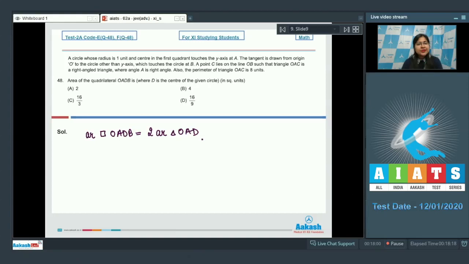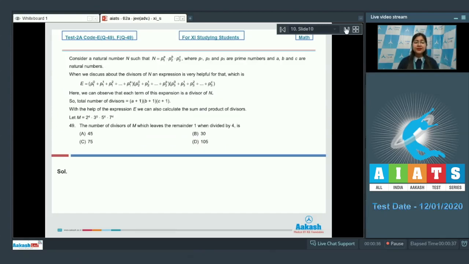Now OAD is a right angle triangle, so very easy. 2 times half into B into 1, that is equal to half into 2 into 1 into 2. So this is equal to 2 square units. So answer is option number A.